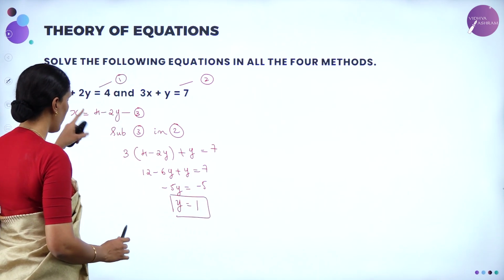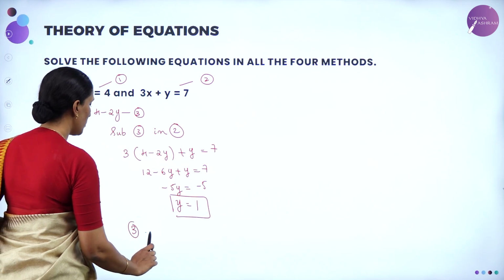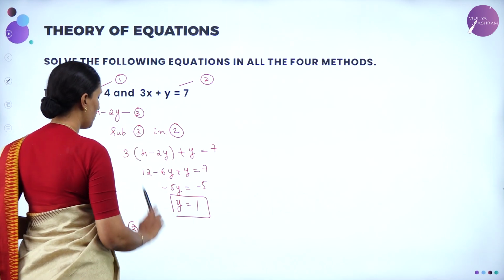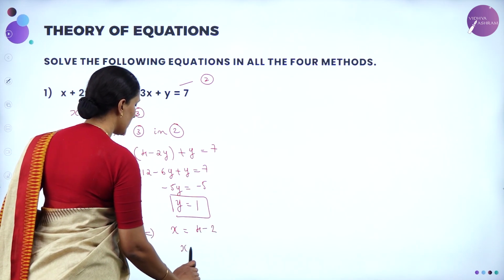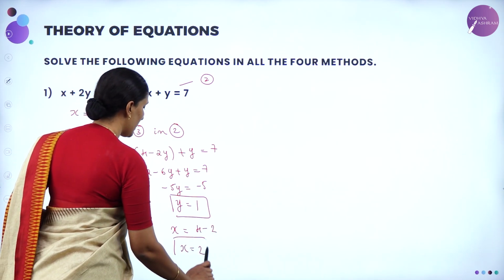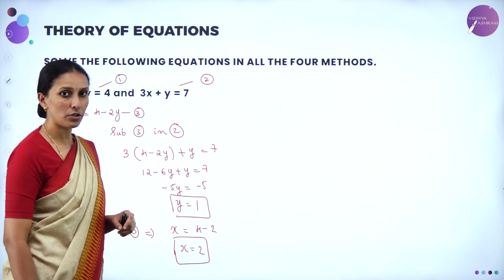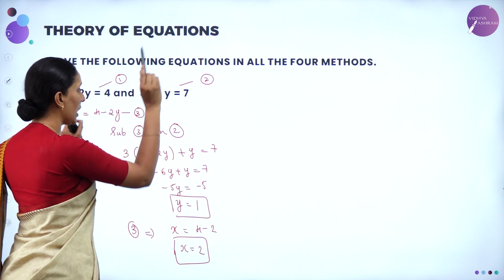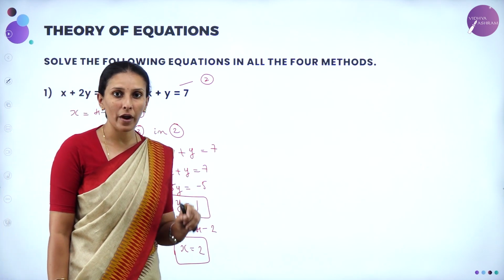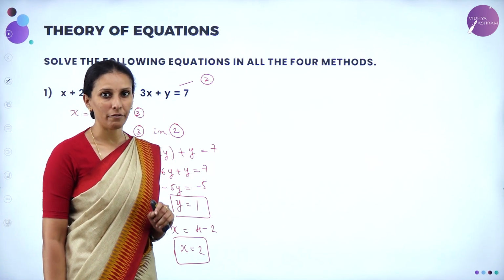Put y = 1 in equation 3. So once you substitute y = 1, we get x = 4 − 2. So x = 2. So this method is called the method of substitution. That means substituting one of the variables in another equation to find the variables x and y.